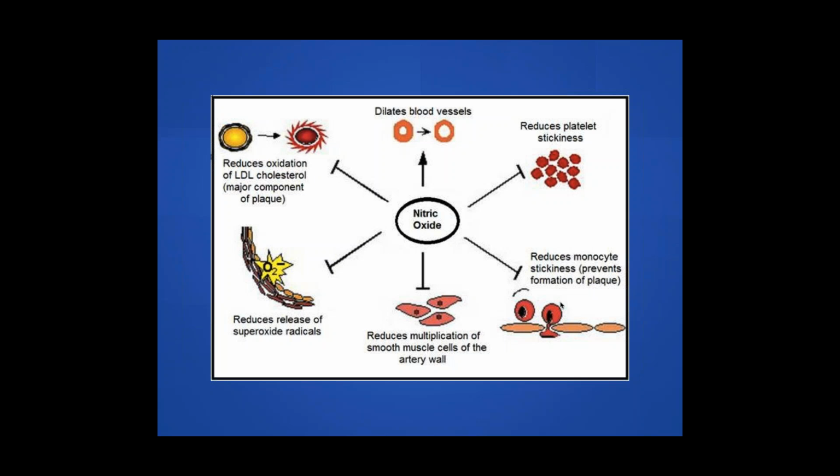We're going to be looking at superoxide radicals in a little more detail, but basically, it's a free radical. It's going around and causing damage throughout all our cells, and especially in the blood vessels, it can cause some major damage. And it reduces the oxidation of LDL cholesterol, which is a major component of plaque.